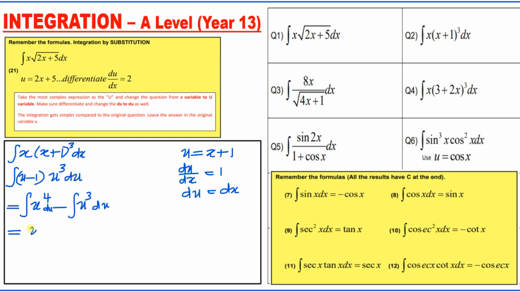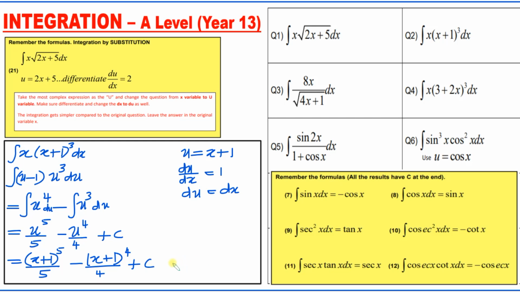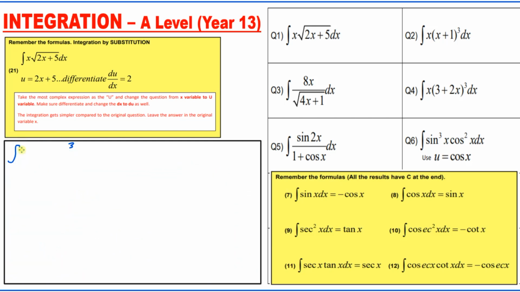Now integrate: u to the power 5 over 5 minus u to the power 4 over 4 plus c. And now u to the power 5, which can be written as (x plus 1) to the power 5 over 5 minus (x plus 1) to the power 4 over 4 plus c. And now that is the answer for question number 2, right? So for the final answer, you need to leave it in the x variable.